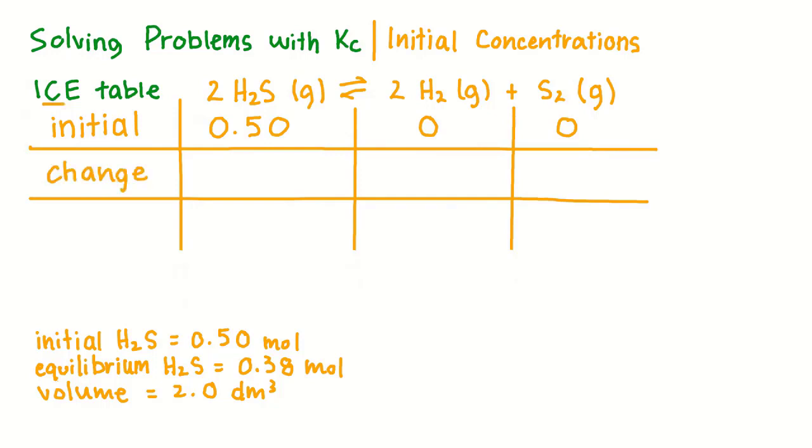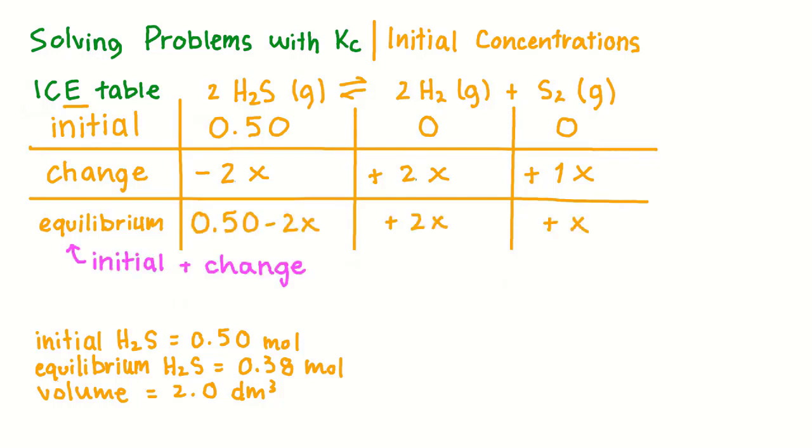This is the amount that each chemical species changes by on the way to equilibrium. The amount of hydrogen sulfide gas will decrease to form the products, so the change here will be negative. Hydrogen and sulfur gas will be formed during this reaction, so the change for these will be positive. Each chemical species will change by some amount x, which is multiplied by the value of the stoichiometric coefficient. E in ICE stands for equilibrium. This is the equilibrium amount or concentration of each chemical species. This will be equal to the initial amount or concentration of the chemical species plus the amount it changes by over the course of the reaction.